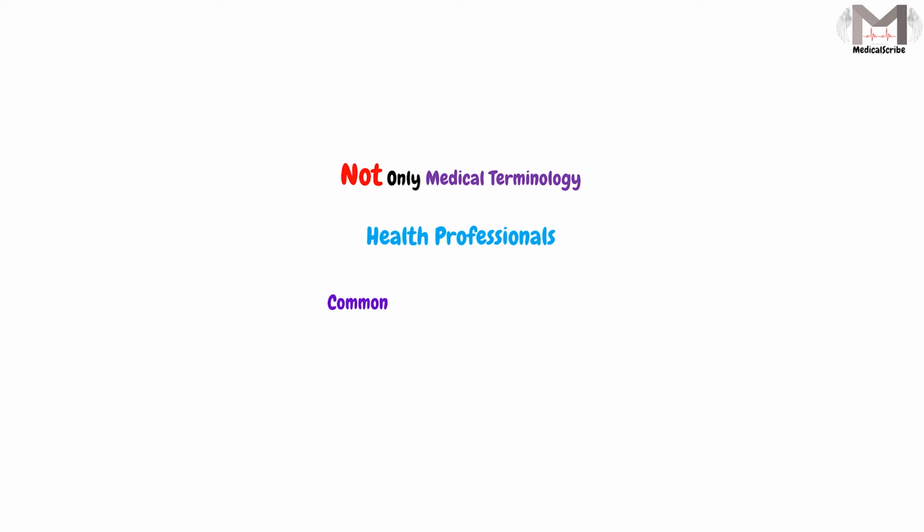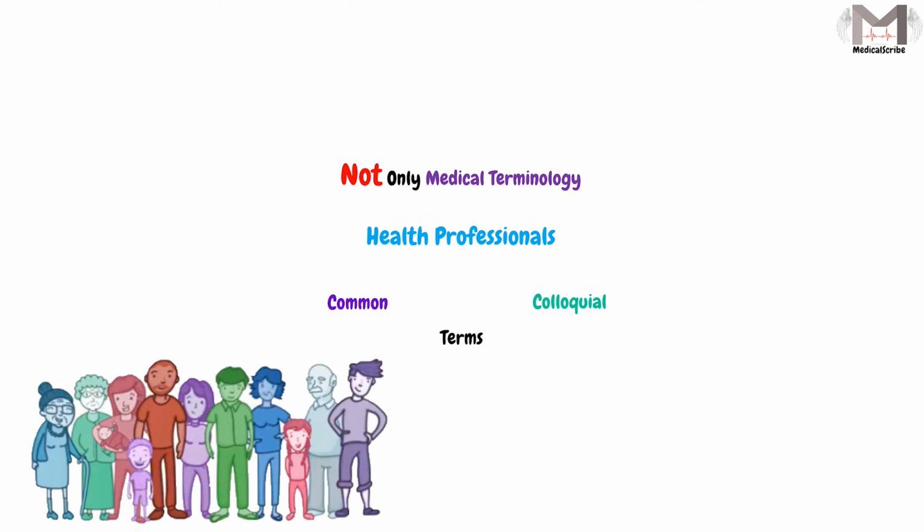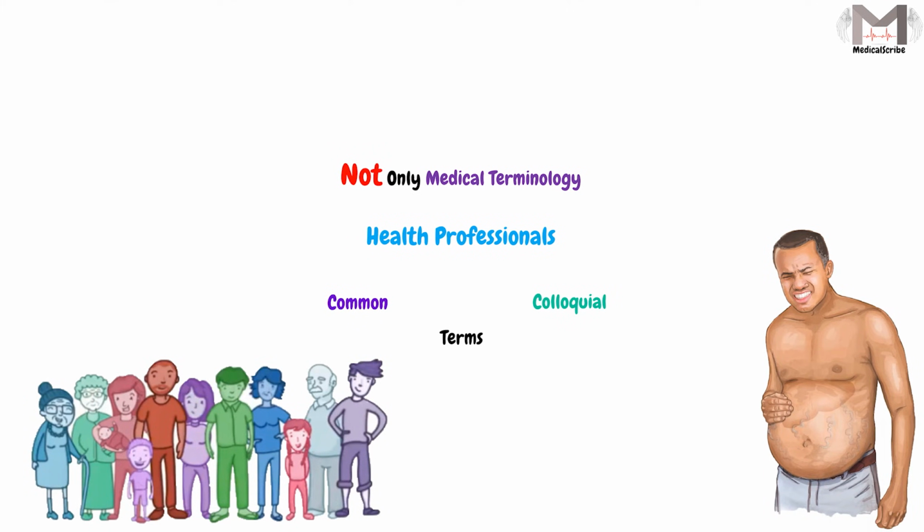Another important thing to know is that health professionals must know not only the medical terminology, they must also know the common and colloquial terms that people use to describe their complaints. For example, if a person says to you, "I have a right upper abdominal pain," he doesn't know that this region is called the right hypochondriac region, but you can translate his words into something scientific.